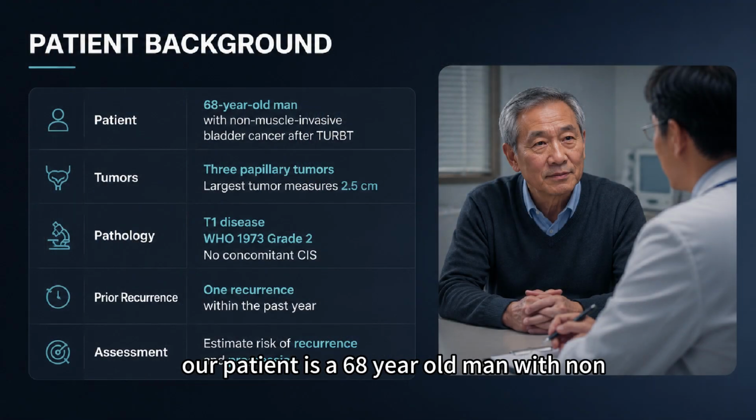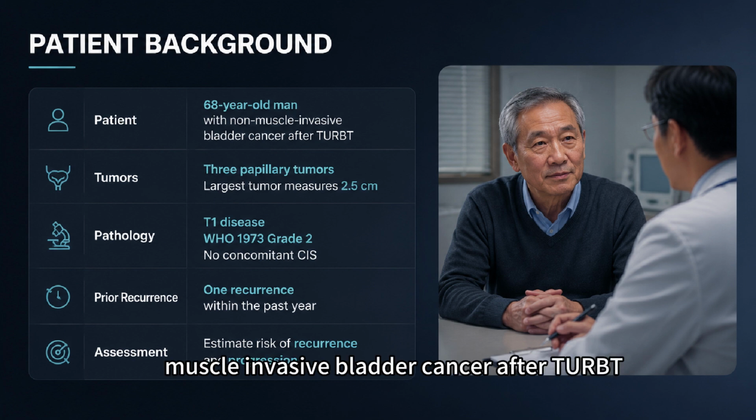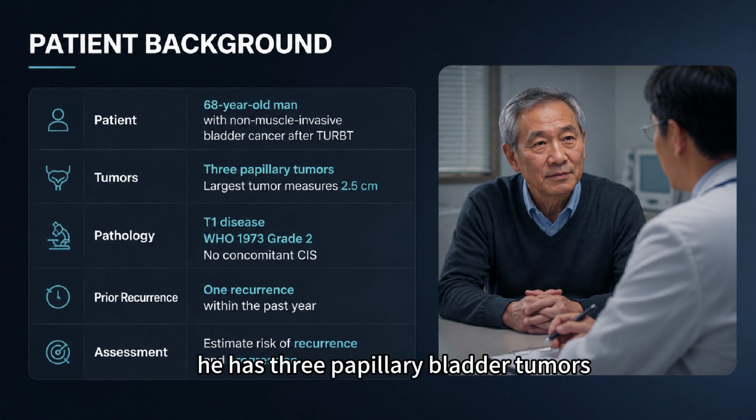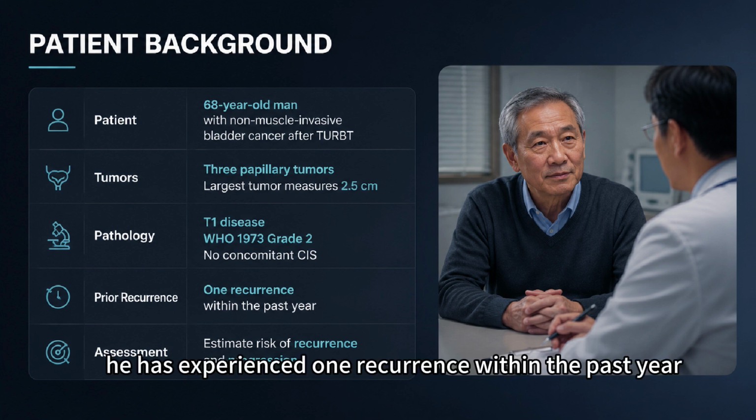Our patient is a 68-year-old man with non-muscle-invasive bladder cancer after TURBT. He has 3 papillary bladder tumors, with the largest measuring 2.5 centimeters. Pathology confirms T1 disease, WHO 1973 grade 2, with no concomitant carcinoma in situ. He has experienced 1 recurrence within the past year.